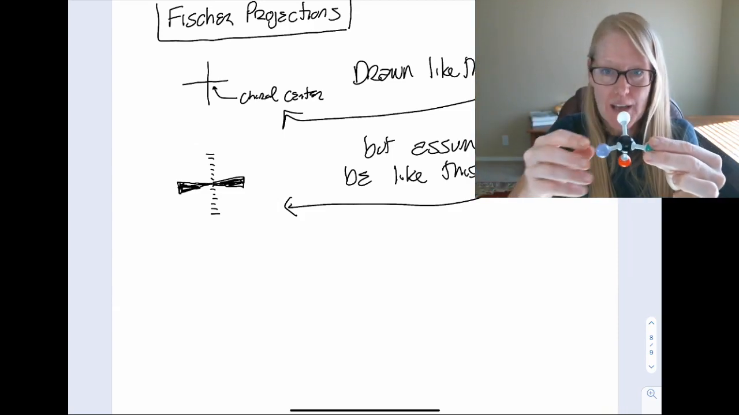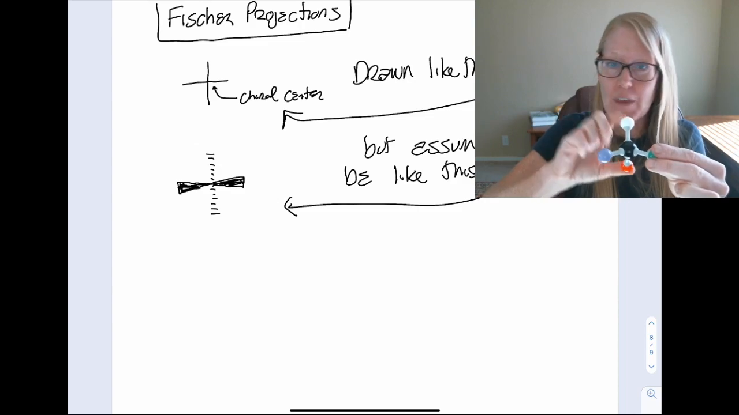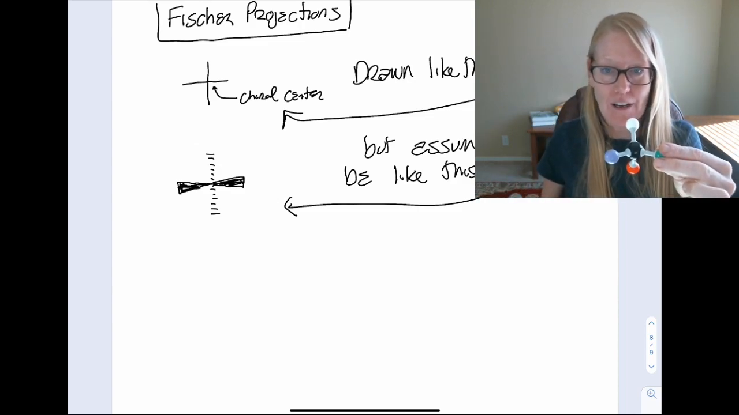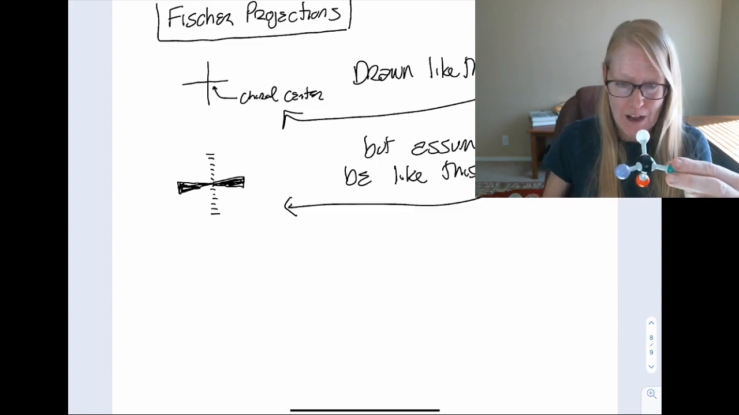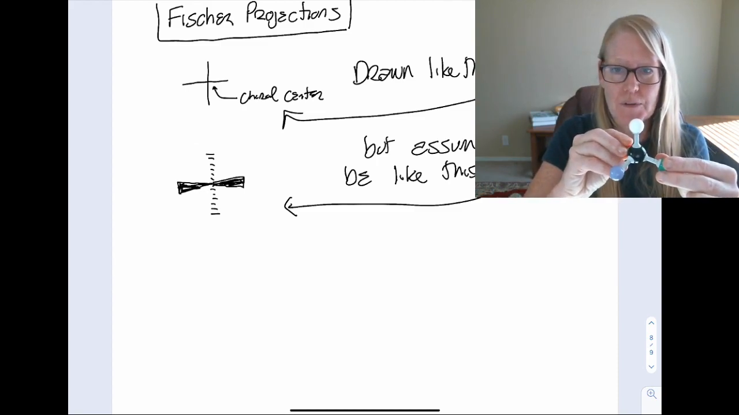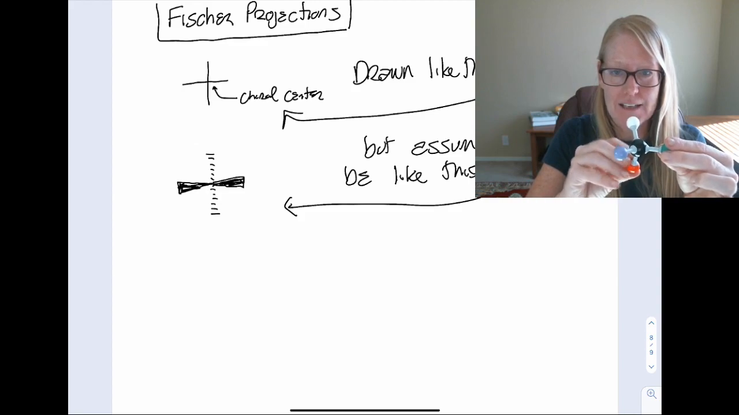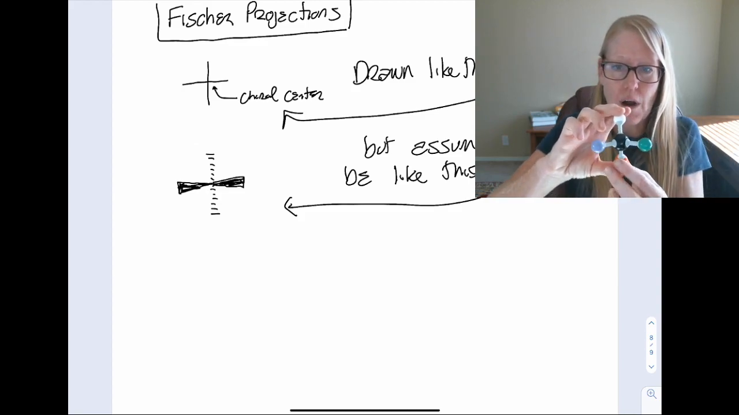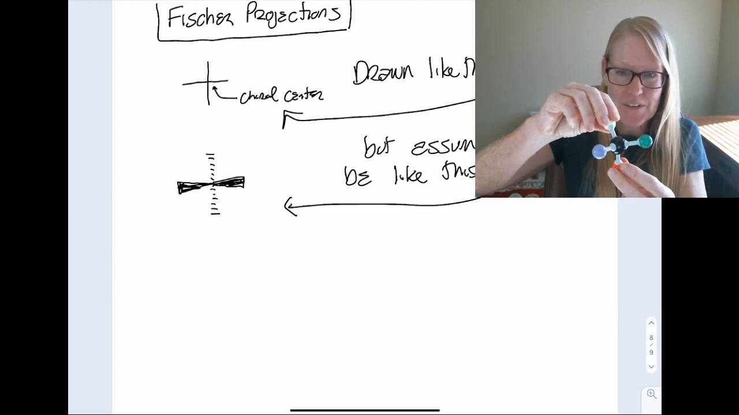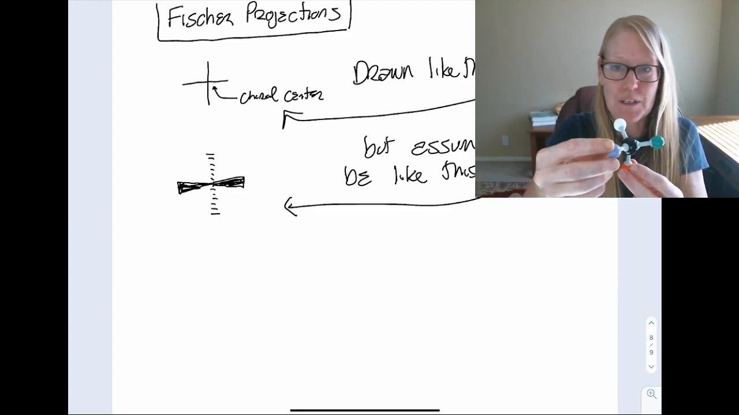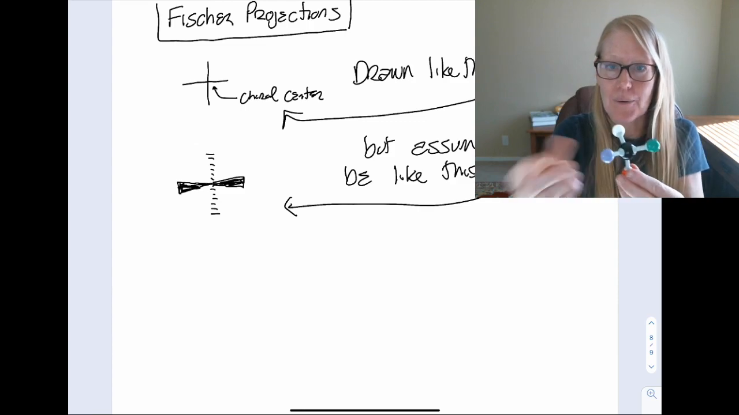So even though we're drawing it planar, we do need to remember that it's not flat, right? It's not planar. I don't have 90-degree bond angles. It's still tetrahedral. It's still 109.5. We're just taking it from this position and we're tilting it back into this position. So always, always, always when something's in a Fischer projection, the ones on the top and the bottom are going back at you. The ones at the side are coming out at you.